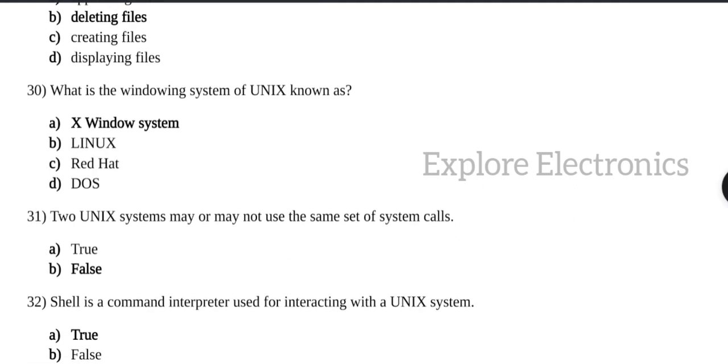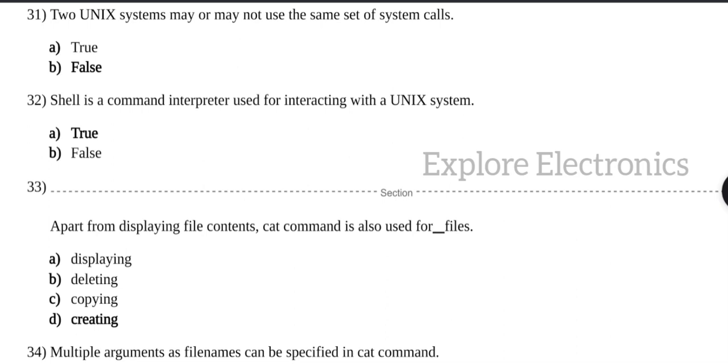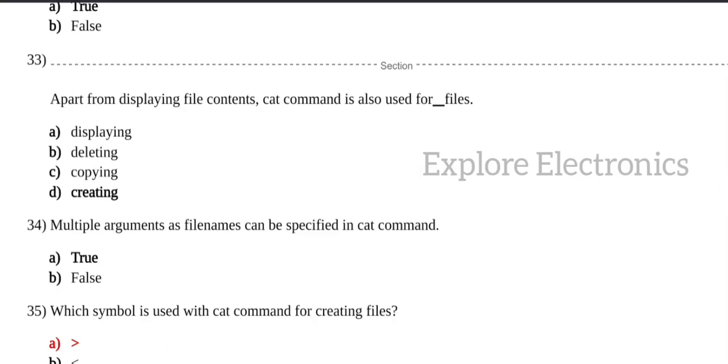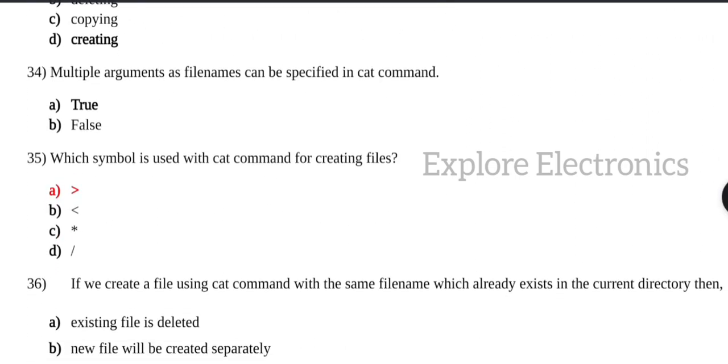What is the windowing system of Unix known as? X window system. Two Unix systems may or may not use the same set of system calls. It is false. Shell is a command interpreter used for interacting with Unix system. Yes, it is true. Apart from displaying file contents, the cat command is also used for creating files. Multiple arguments as file names can be specified in the cat command.